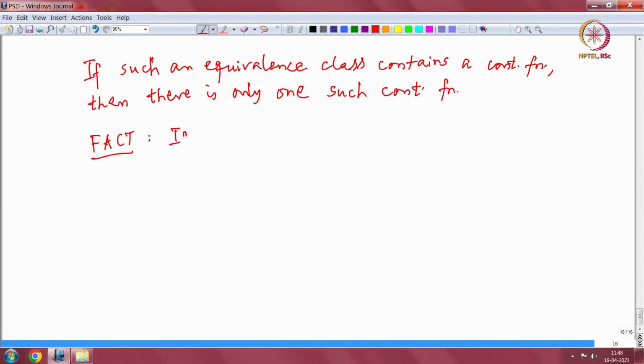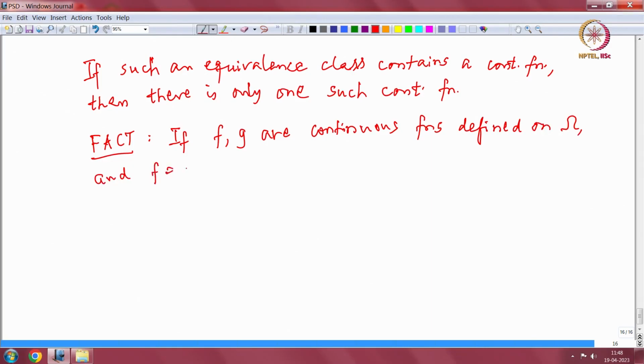If f and g are continuous functions defined on omega, and f equal to g almost everywhere in omega, then f(x) equal to g(x) for all x in omega. This is because of the continuity.